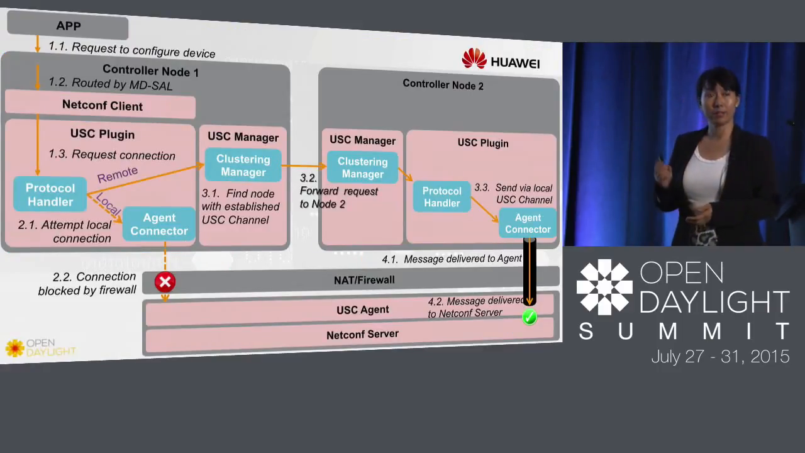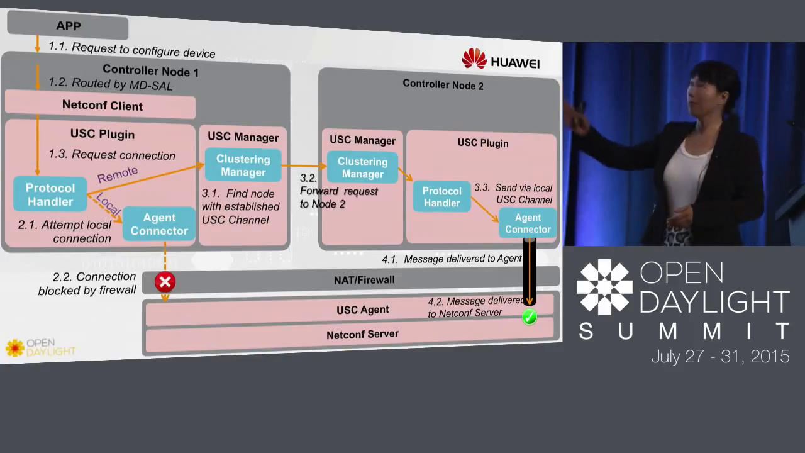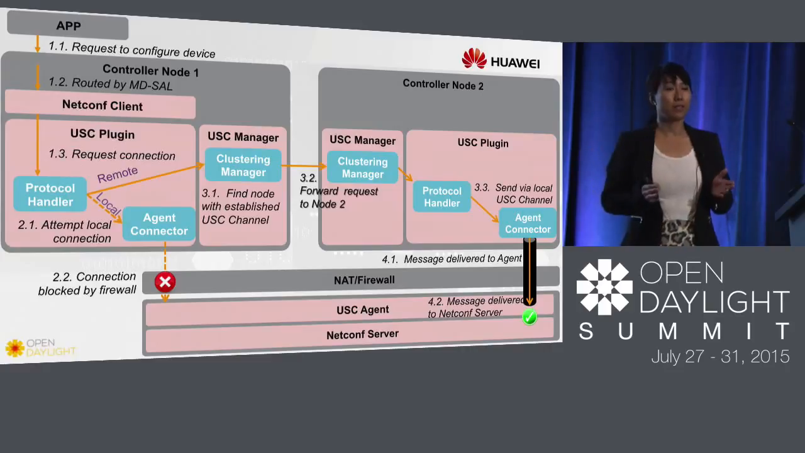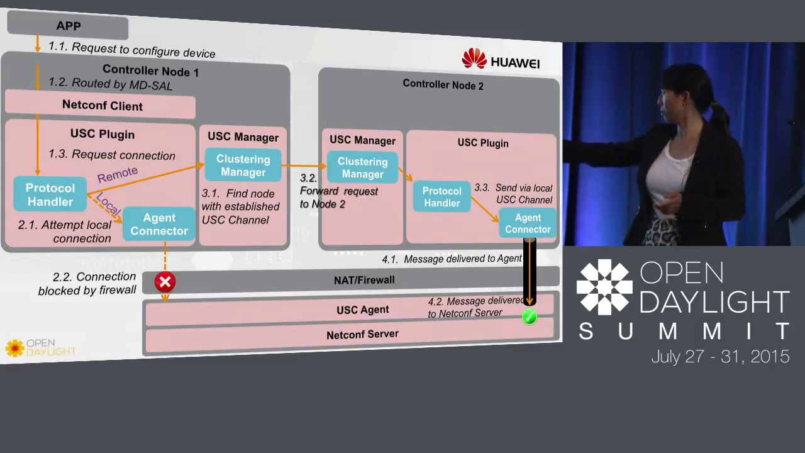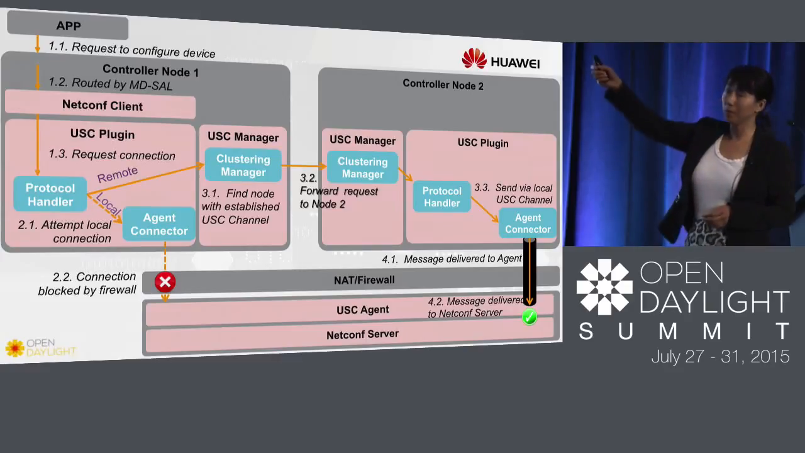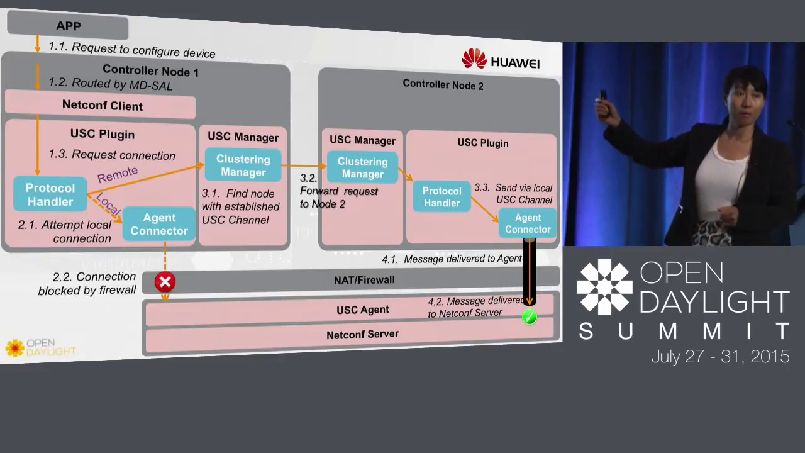One thing I would like to point out is the clustering enhancement. If you look at this picture, we have node 1, we have node 2. Node 2 is directly connected with a device in this picture, but node 1 is not connected to it. Without the unified secure tunnel, right now in ODL, node 1 cannot talk to this kind of device. But if you look here, how we improved it is, for example, the application sends a configuration request to node 1, because it's only node 1. So the MD server will route that into the USC plugin.